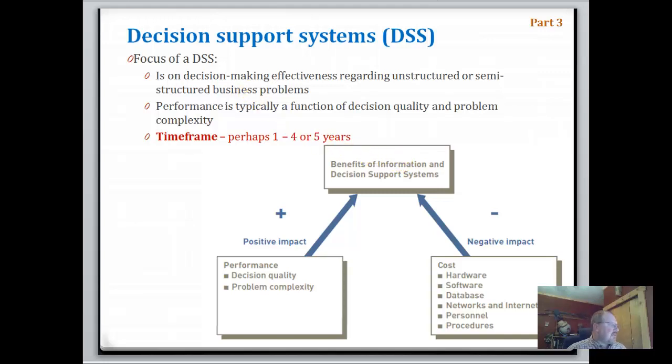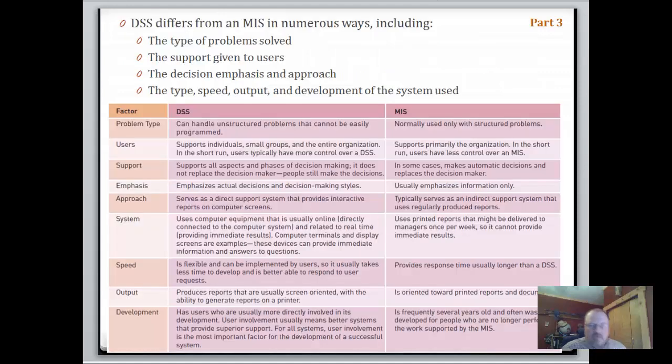Now, with a decision support system, let's see, I'm going around through the slides. Okay, so now a DSS differs from an MIS in a few ways. So the type of problem solved, because what you're doing with MIS is solving or understanding short-term issues, daily, weekly, monthly sort of issues. With DSS, the time frame is different. It's probably from 1 to 4 or 5 year problems.